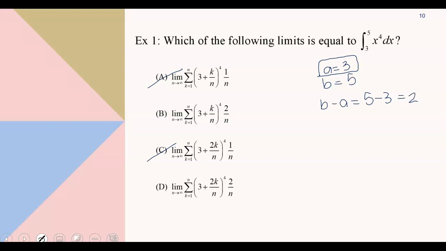So 3, 3. The difference is the 2 on the k. So again, your formula is a plus delta x. Delta x is b minus a. So 2 on B. That's all my answers.